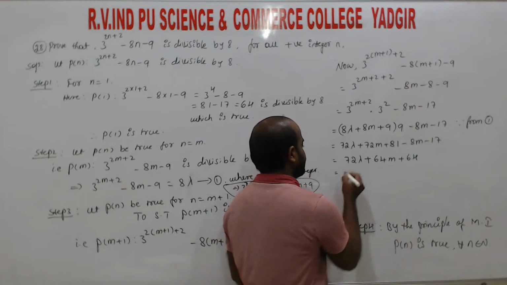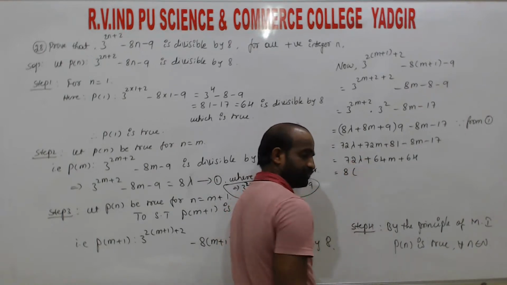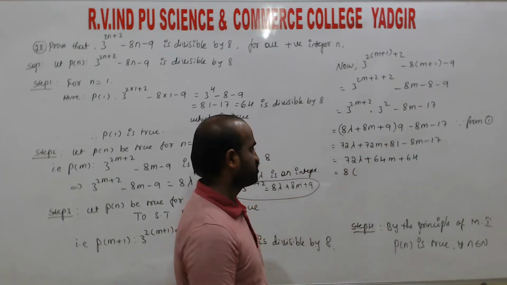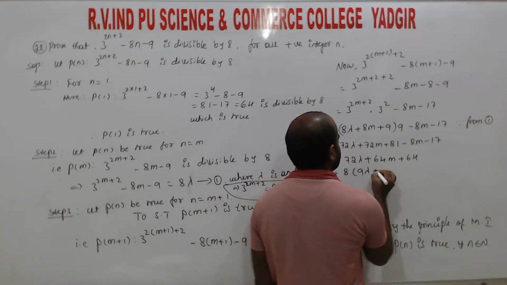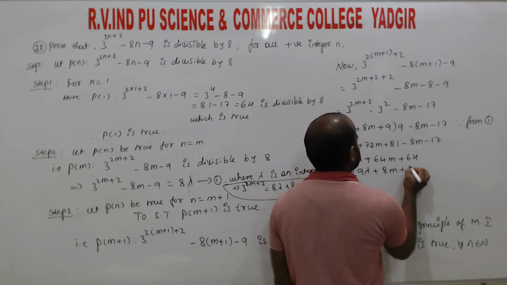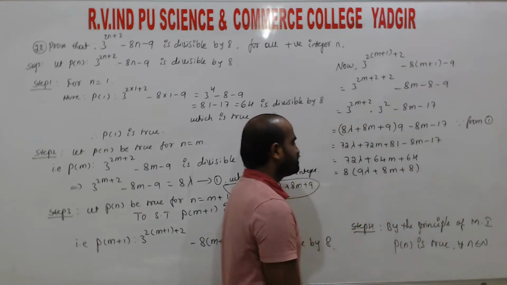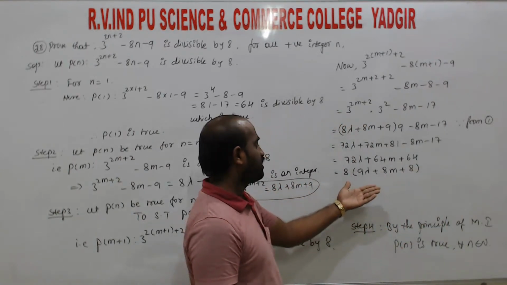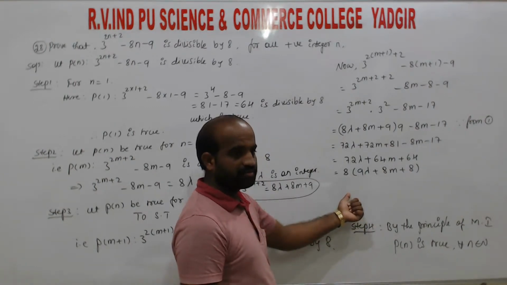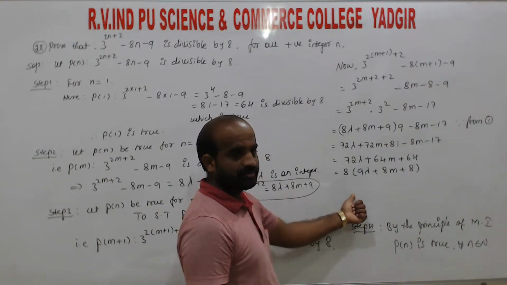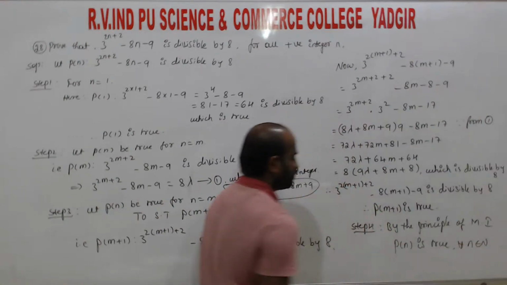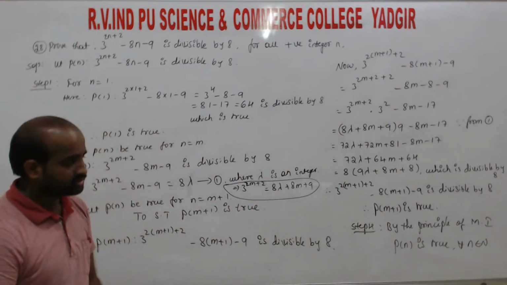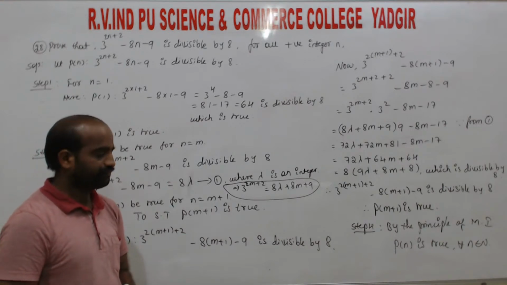Now 8 is common in this expression: 8 times 9 lambda plus 8m plus 8. This is a multiple of 8, so it is divisible by 8. Hence P of m plus 1 is true.